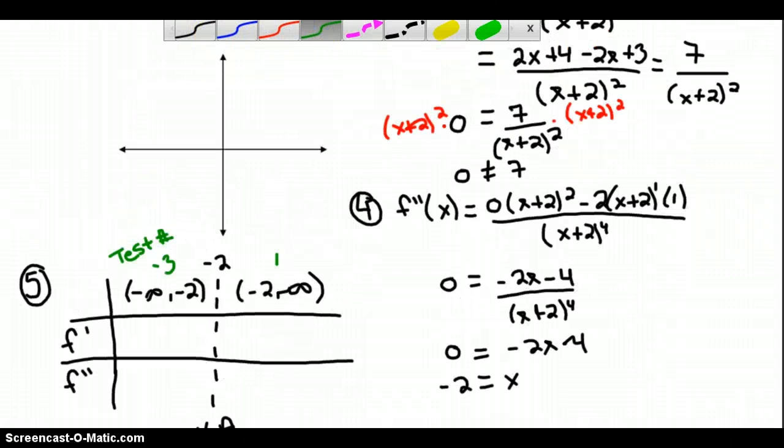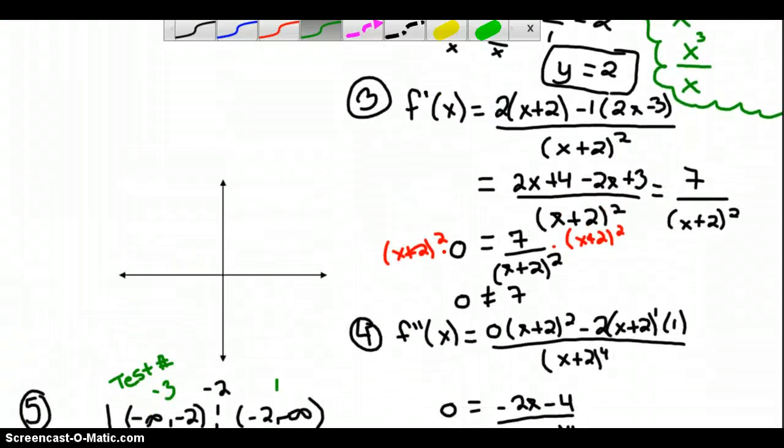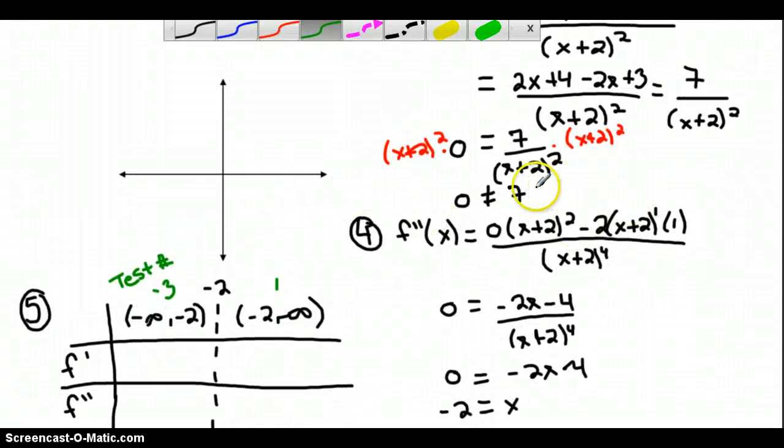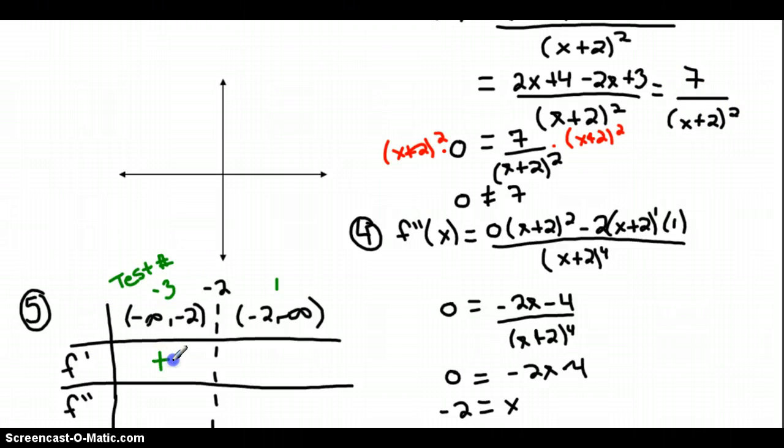I'll use green for this, that works. So I'll take negative 3, substitute it into my first derivative. Negative 3 plus 2 makes negative 1, square it, positive. So 7 divided by a positive number will give me a positive for my first derivative test. That means I am increasing. So my function is increasing, and I'm going to draw a little increase here. That's what my function is doing right now.